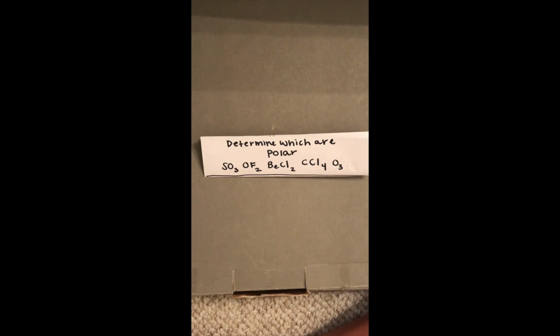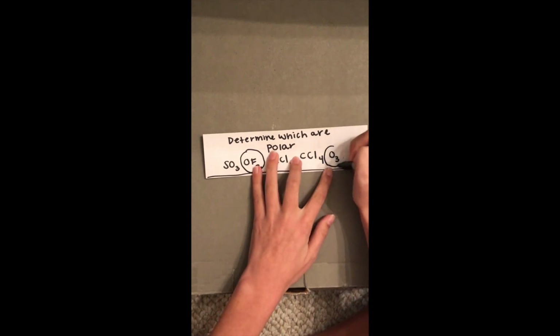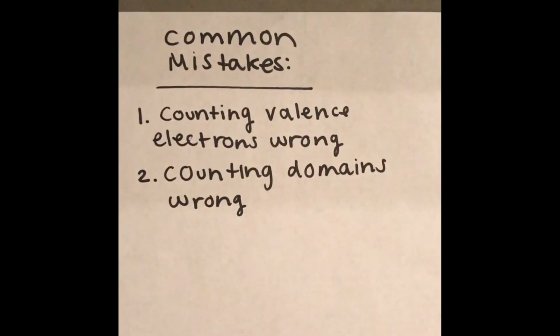Finally, we can determine which ones were polar. We found that OF2 and O3 were polar. Some common mistakes that could occur is if you count the valence electrons wrong. If you do this, your Lewis structure will most likely be incorrect, and that will lead you to the wrong conclusion. Also, another mistake is if you count the domains wrong. So after you finish, if you're counting the domains and you forget that one is a non-bonding pair, you can get the molecular geometry wrong. Therefore, you would not know if the molecule is polar or non-polar.